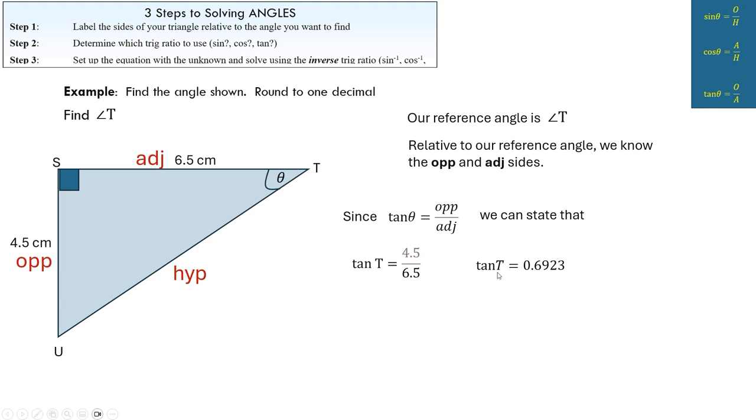If the tan of T equals this, and we want to know T by itself, we can say that T by itself equals the inverse tan of 0.6923, which gives us a value of 34.7. So we can say that angle T is 34.7 degrees.